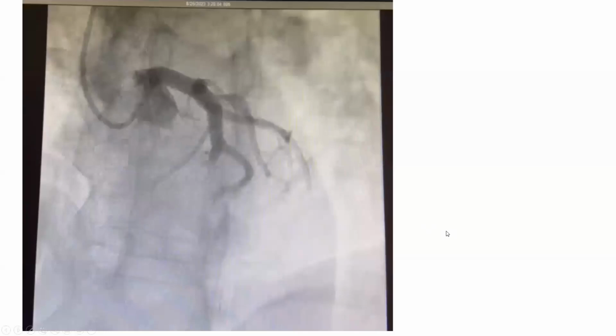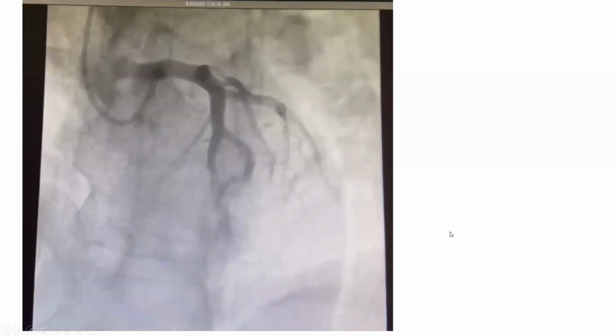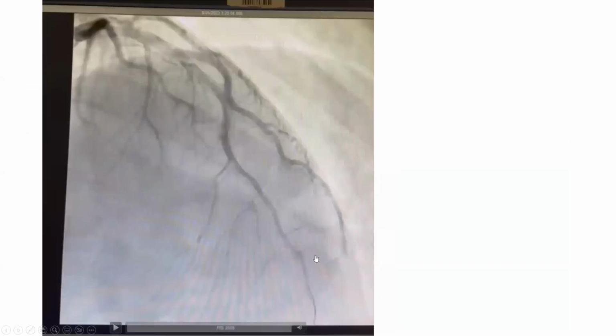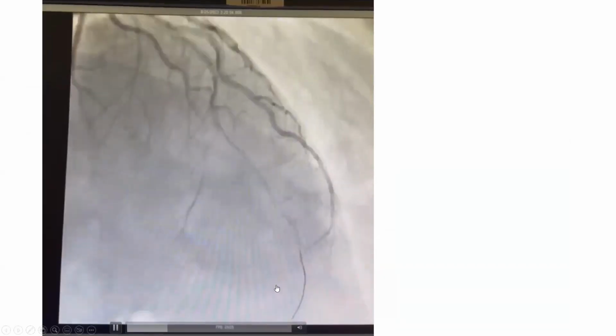Because you want to abort that infarct, you want to revive that apex. And this is what was done here. So if you have total occlusion, in a way, it's even a little less important to make an initial diagnosis, as you need to wire it anyway. So you need to wire it when it's total occlusion to abort the infarct.